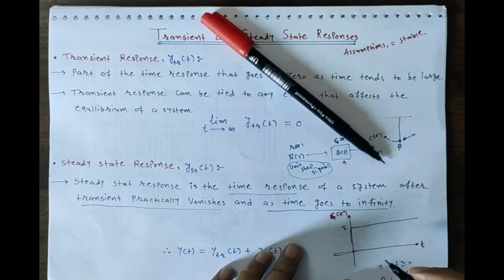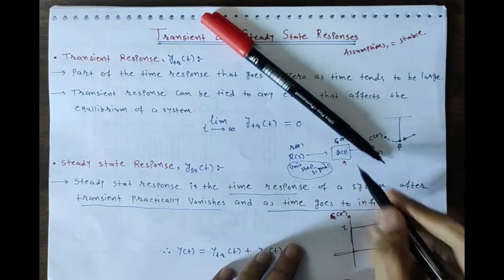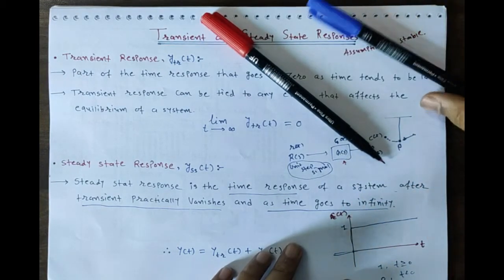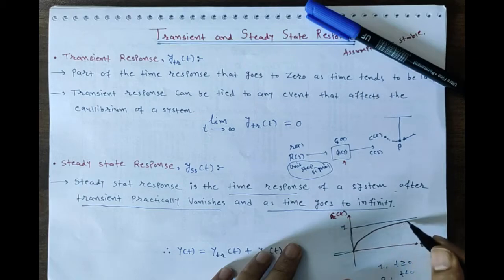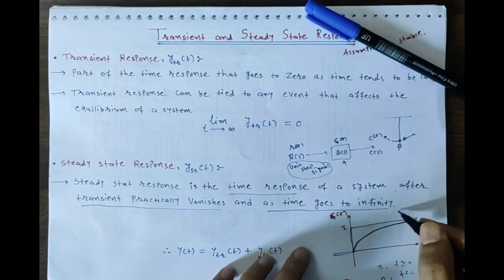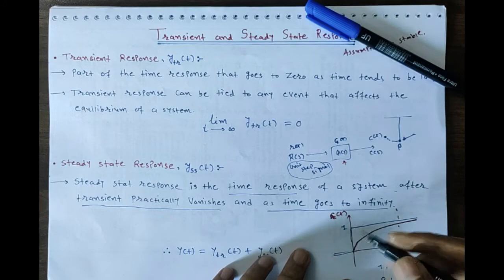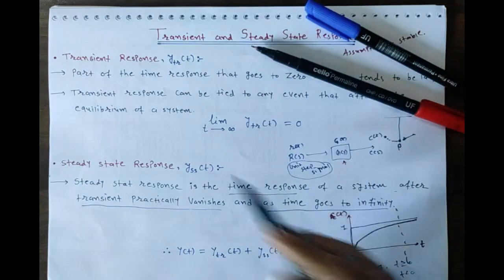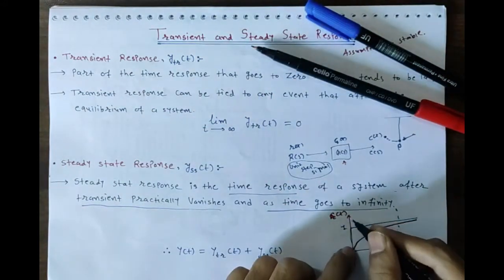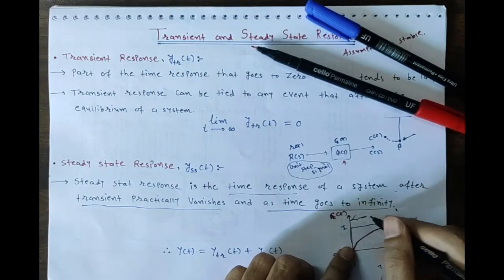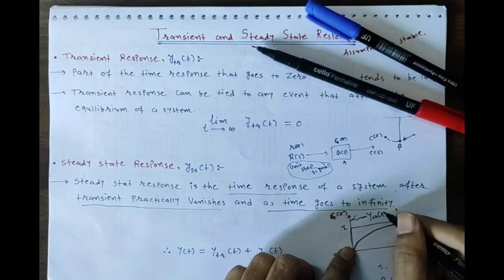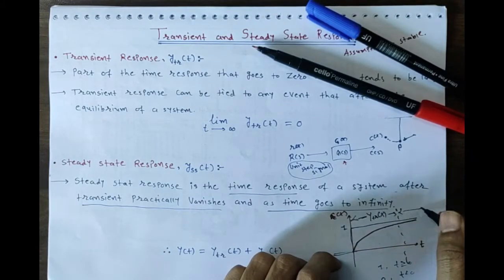Okay, so this is our input, and when we give it to this kind of model, let's say your output is an exponential function. So we'll get the output in this form. This total time response can be divided into two parts. One is your transient response. So this will be your transient response, it is y(t), and this will be your steady state response.